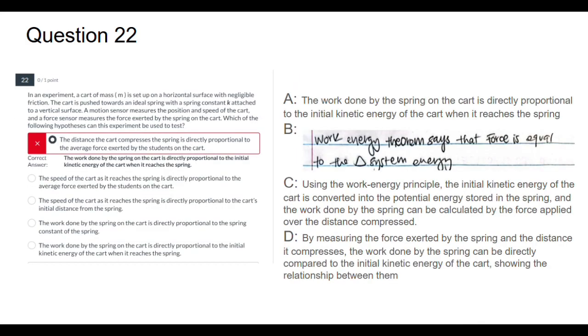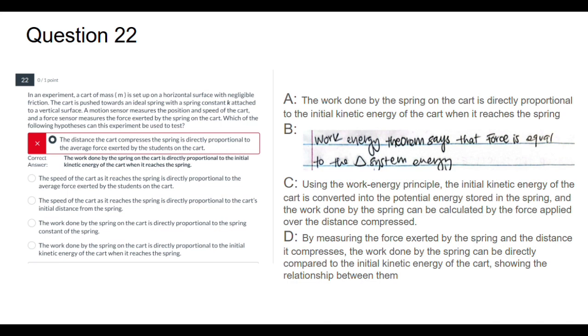So the correct answer to 22 was the work done by the spring on the cart is directly proportional to the initial kinetic energy of the cart when it reaches the spring. Using the work energy principle, the initial kinetic energy of the cart is converted into the potential energy stored in the spring, and the work done by the spring can be calculated by the force applied over the distance compressed.